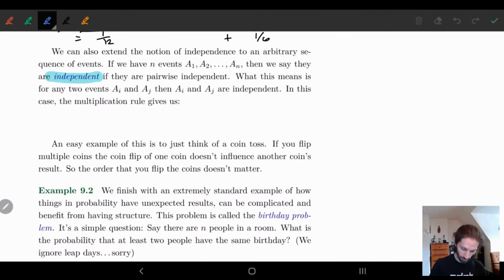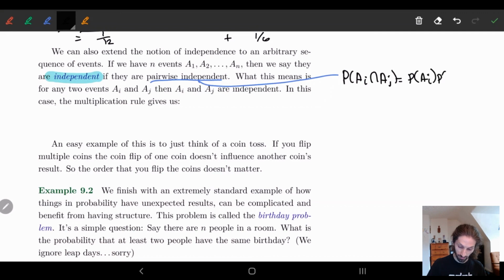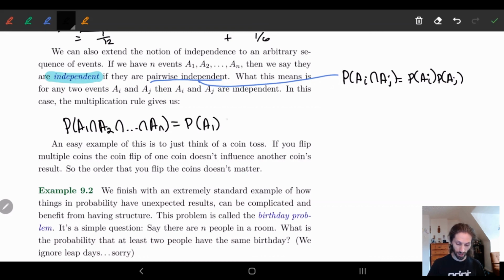So what this means, pairwise independent, means the probability of ai and aj is equal to the probability of ai times the probability of aj, which is one of the definitions we saw previously. Now, what this can expand into is we can look at all the different things. So if I take the intersection, if I do and for everything, this is just going to be the multiplication of every single particular component. And that's it. So you can think of these as independent things.